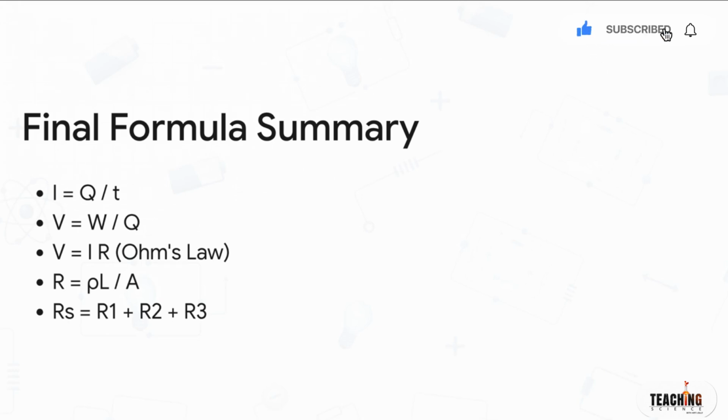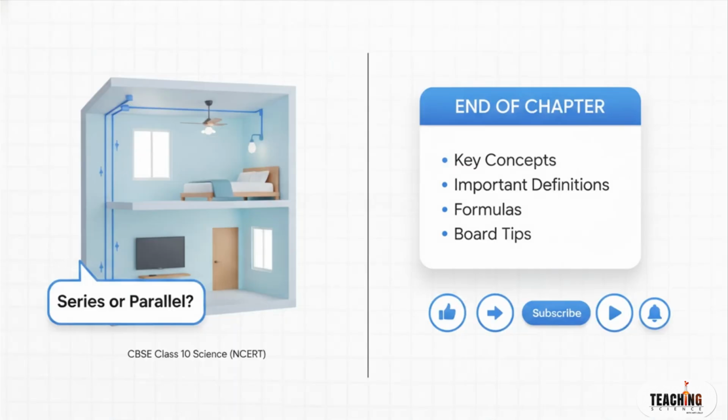Your resistance factors, R equals rho times L divided by A. And for series resistors, total R is simply the sum of R1, R2, and R3. Take a mental snapshot of this right now. It is an absolute lifesaver. And that completely wraps up our explainer on electricity.